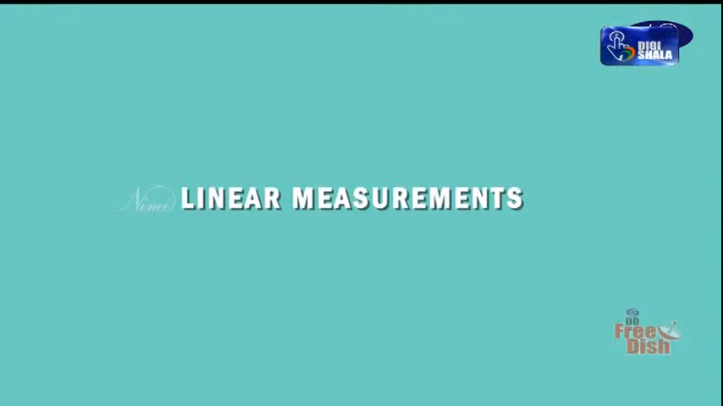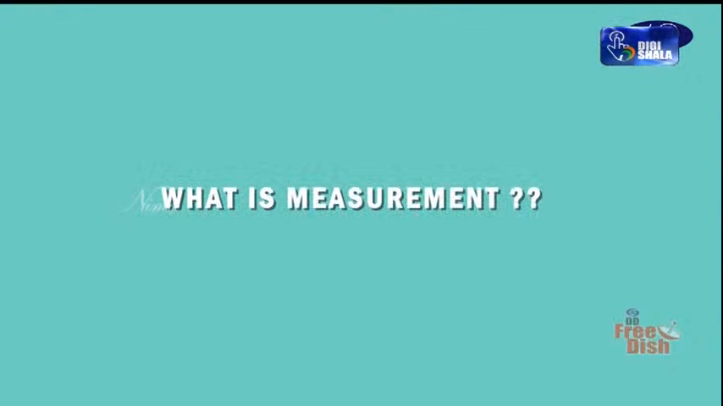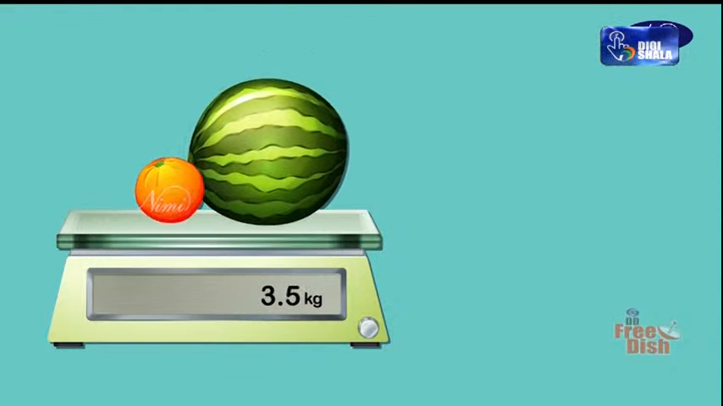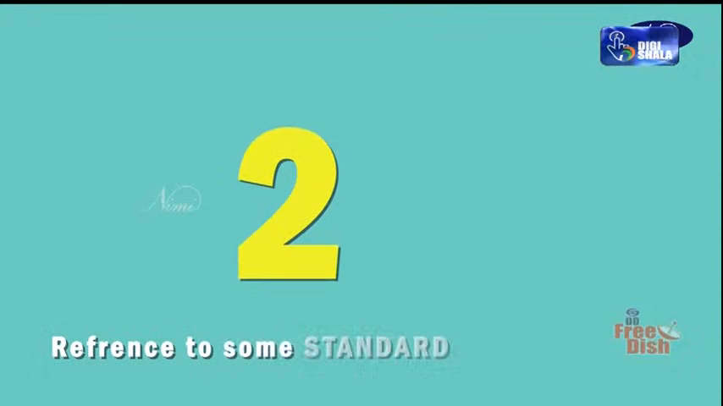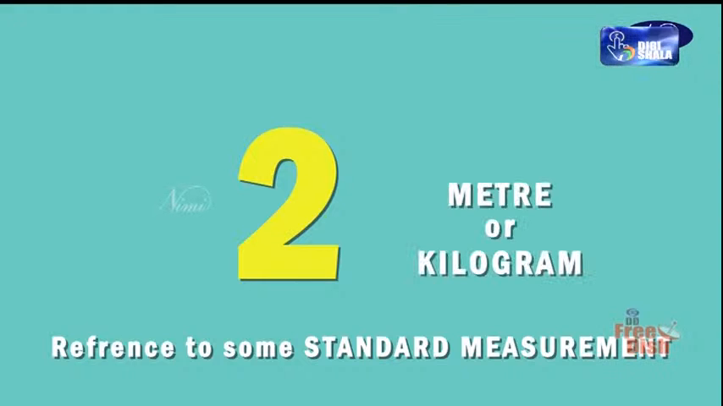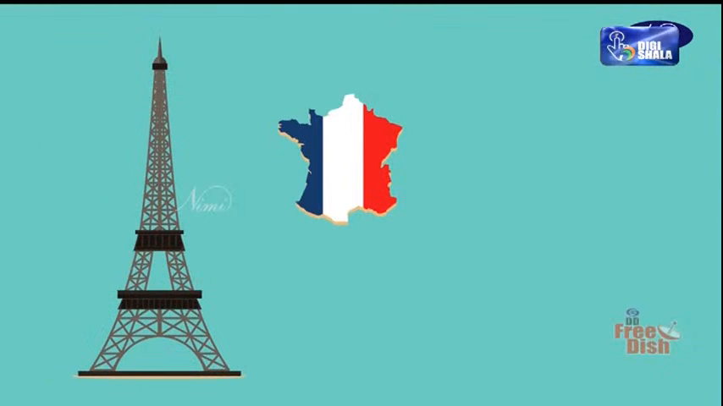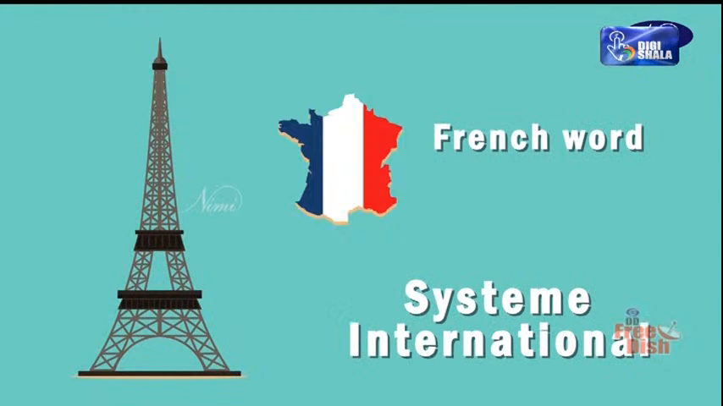Firstly, we will see about linear measurements. What is meant by measurements? A number that shows the size or amount of something. Usually, the number is in reference to some standard measurements such as meter or kilogram. The base unit of length as per SI is meter. SI is an abbreviation of the French words System International.